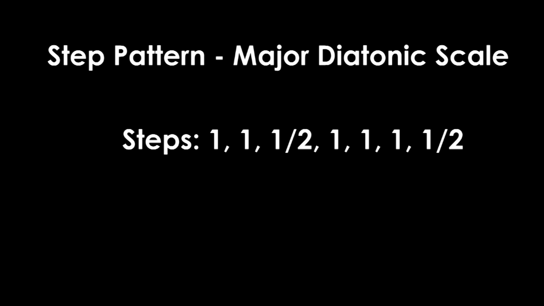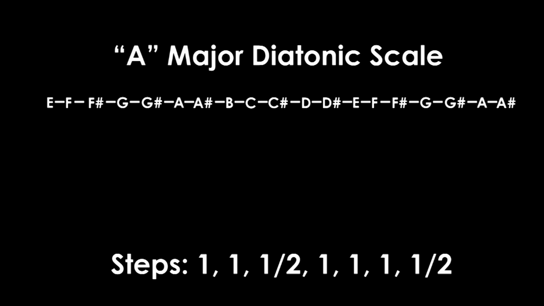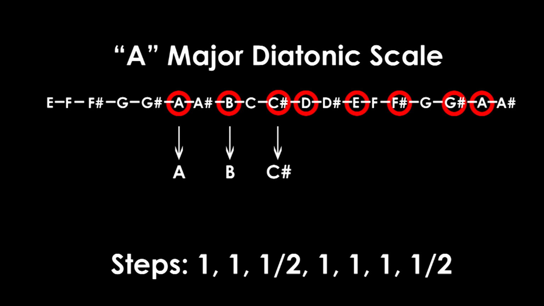So for this example, let's build an A major diatonic scale. So here's the chromatic scale. The root note that we want to start with is A. So we start here at A. We go a whole step, that takes us to B. Another whole step takes us to C sharp. A half step, D. A whole step, E. A whole step, F sharp. A whole step, G sharp. And the final half step takes us back to A. So the A major diatonic scale is A, B, C sharp, D, E, F sharp, G sharp, and back to A.